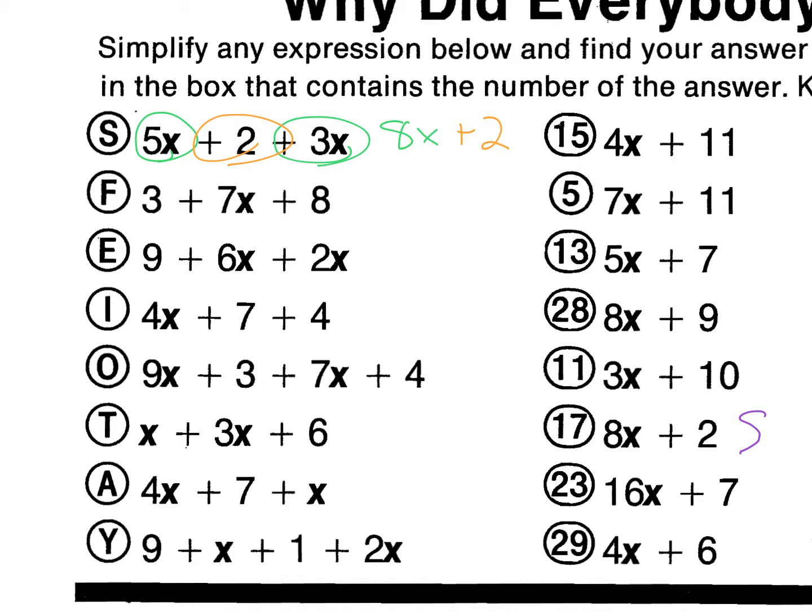And let me do another one. Let me do O for you. So O, I have 9x is one term, and 7x is a like term because it has the same variable. And then I have 3 and 4. Those are like terms. So that could be simplified to 16x plus 7. So 16x plus 7, that is 23 right here. So that would be O.